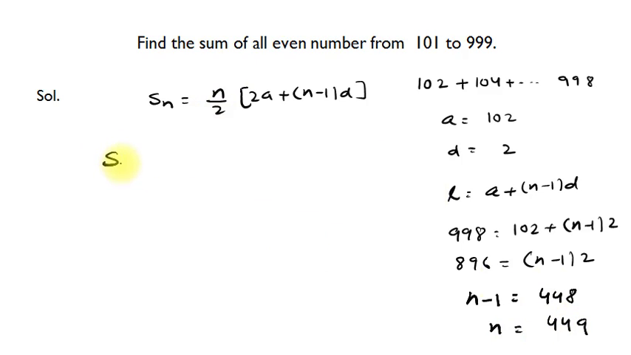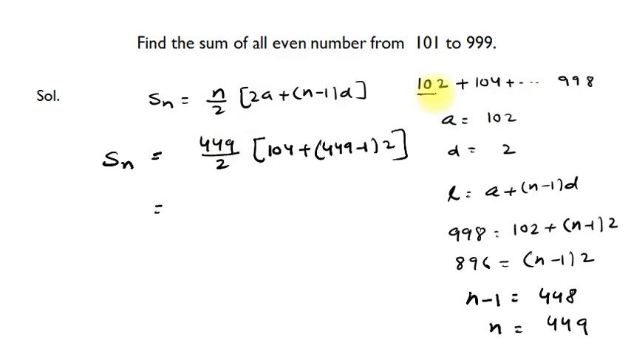So we can put the value of 449 in the given formula, that is Sn equals 449 divided by 2 into 2 into 102, that is 204, plus n minus 1. We have n is equal to 449, so we can write 449 minus 1, and the value of D is 2. This is 2 into A, and A is 102. If we multiply 102 by 2, we have 204. So 449 divided by 2 into 204 plus 448 multiplied by 2.